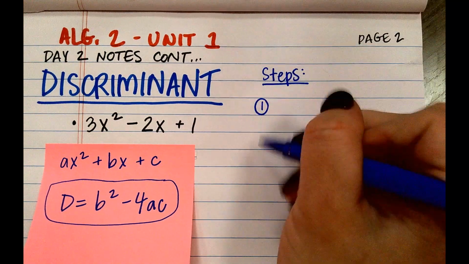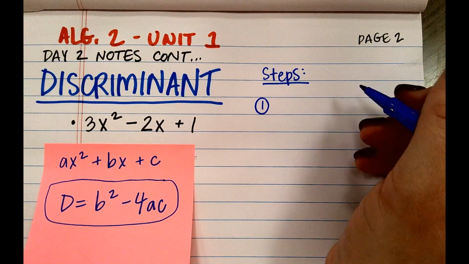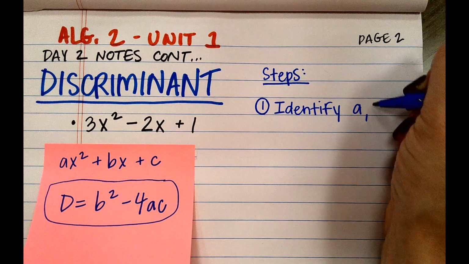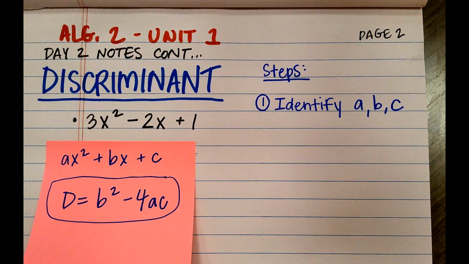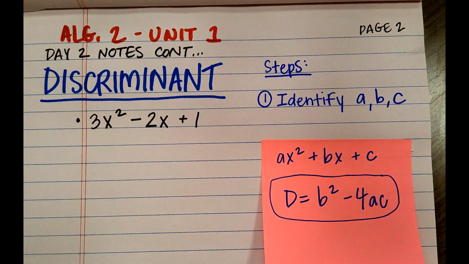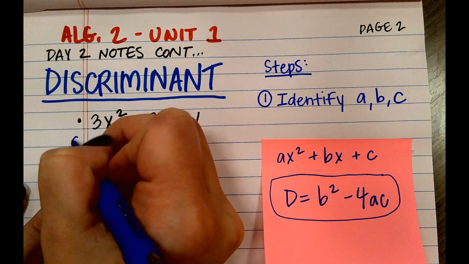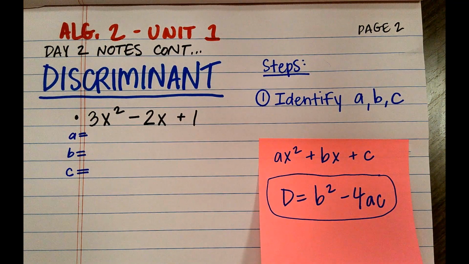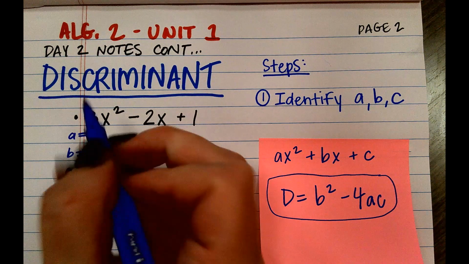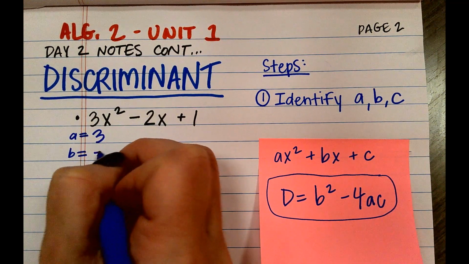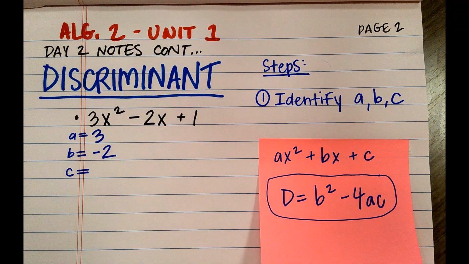Step 1. Identify A, B, and C. So I'm going to write over here A, B, C. What number is my A? 3. 3 comes first. 3 is A. Negative 2 is B. Don't lose your negatives. Good. And C is 1.